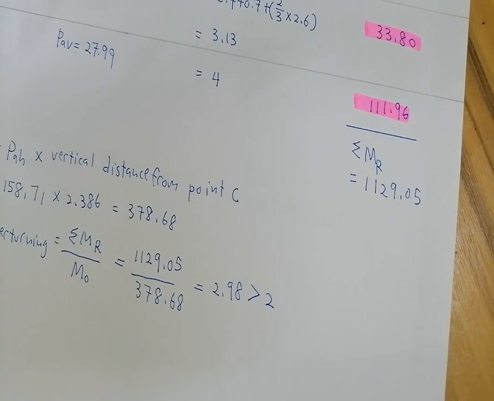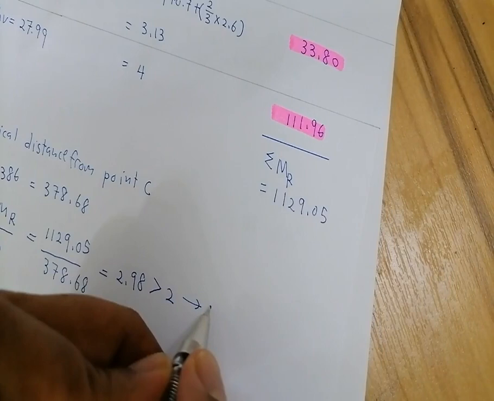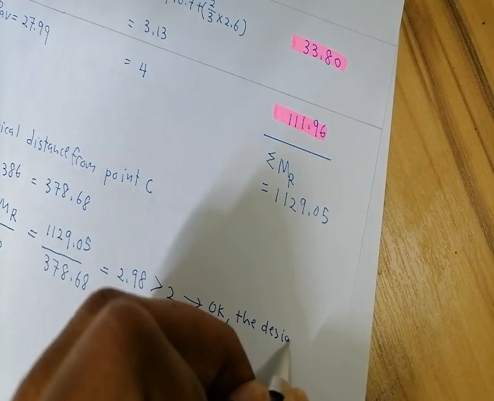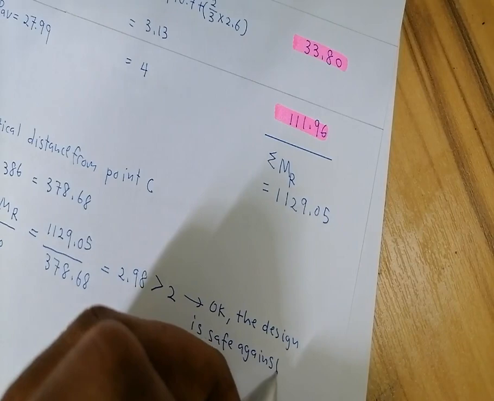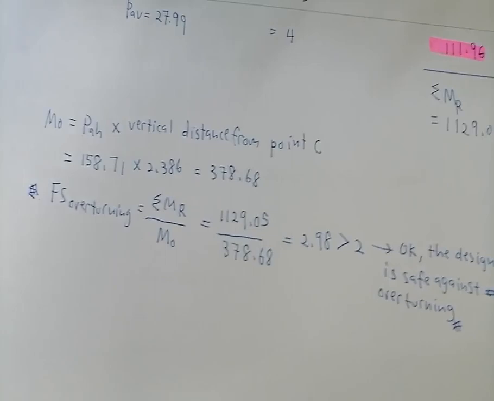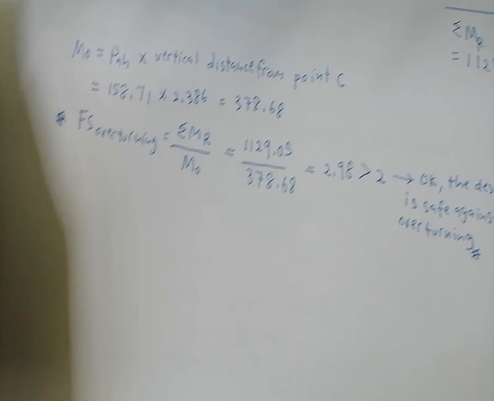So therefore the dimensions are okay, and you can comment by saying something like the design is safe against overturning. So we're done with task A. Now we move to task B.